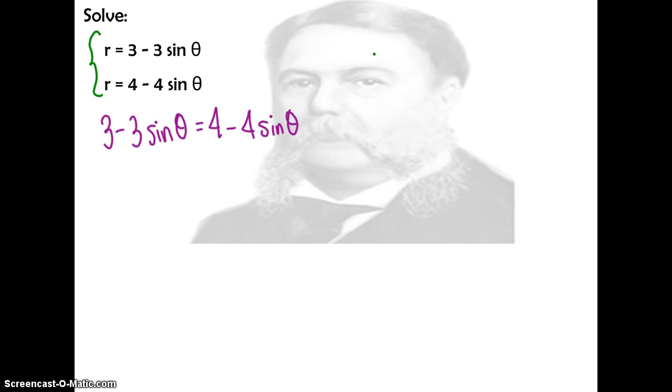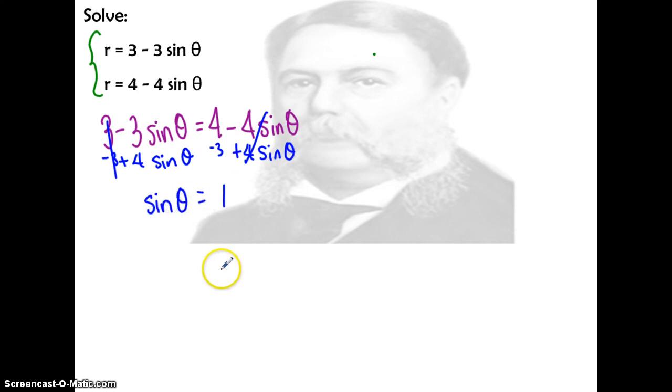And obviously there's a couple different ways you can approach this problem. It's up to you what you want to do. I am just going to subtract 3 and add 4 sine theta to both sides. So these are going to cross off. These are going to cross off. Over here, I've just got the sine of theta, or 1 sine theta, equals 1.